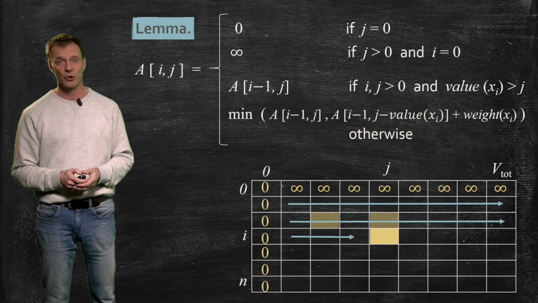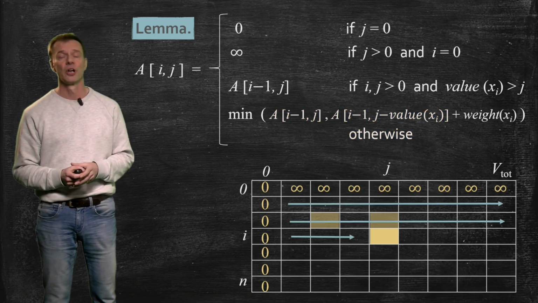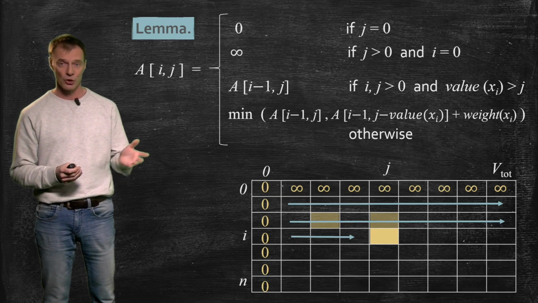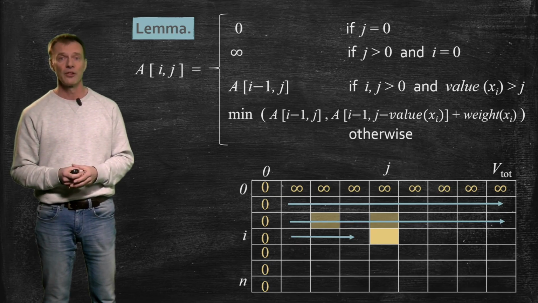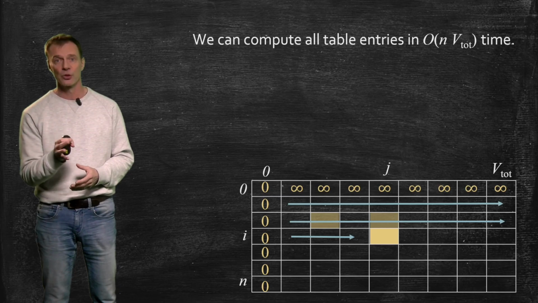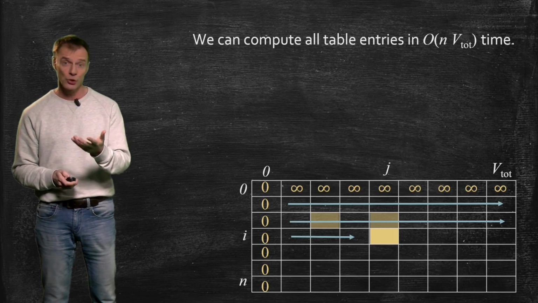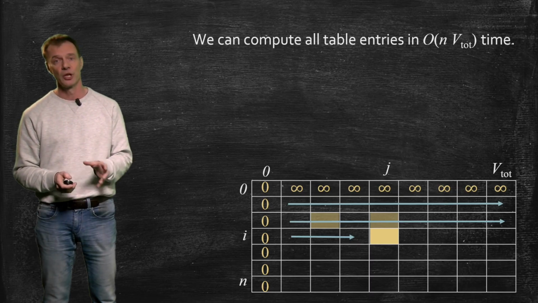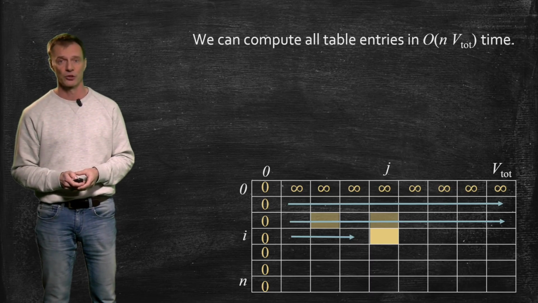So things are pretty simple now. I simply go over the table in the order that you see here. So we go over the table in this order, and then when I get to any a_ij, what you will see is that we have all the values available that we need to compute this value. So in constant time, we can fill in this table entry and proceed to the next table entry.